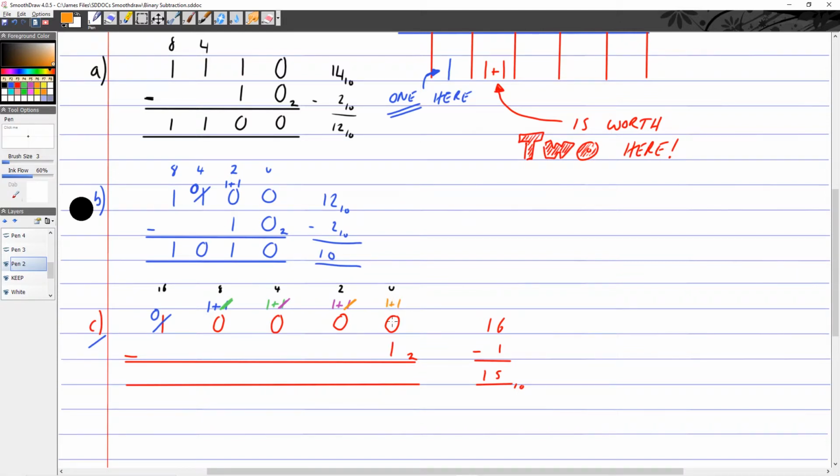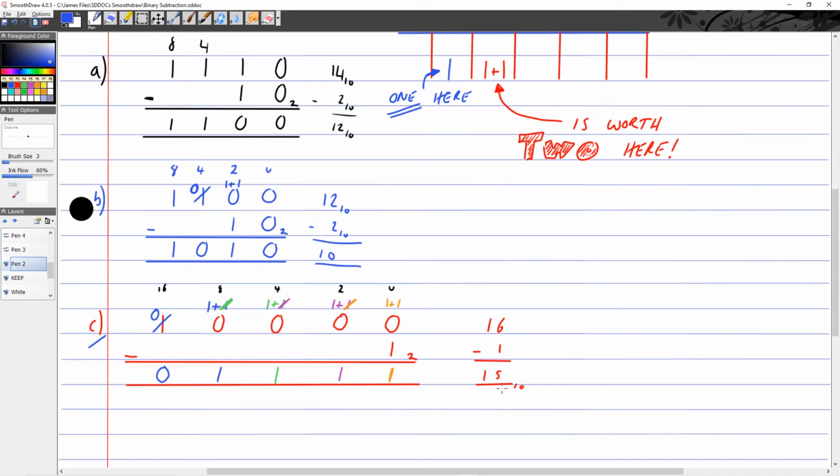We've got 2 take away 1 is 1. Now we've got 1 take away 0, because there's only 1 left now in the 2s column, because we changed the other one into 2 1s. 1 take away 0 is 1. 1 4 take away no 4s is 1 4. 1 8 take away 0 8s is 1 8. And here there's nothing, there's no 16s anyway. So the answer is 1 1 1 1, which definitely is 15 in base 10.